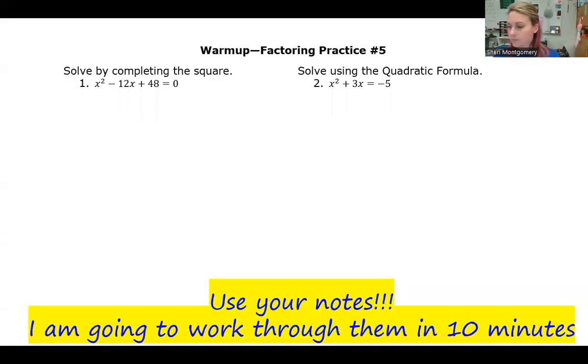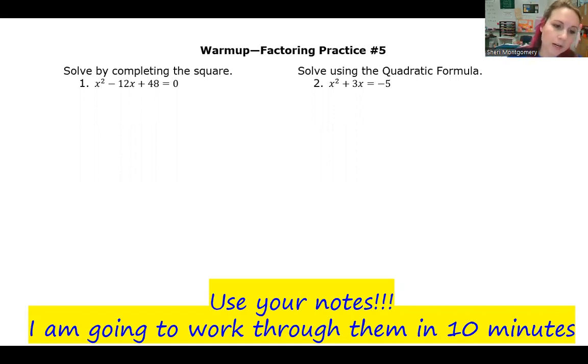On your warm-up, because these are types of problems that I had you guys watch videos for while I was gone. So I want to go over these with you. The first one is solving by completing the square.